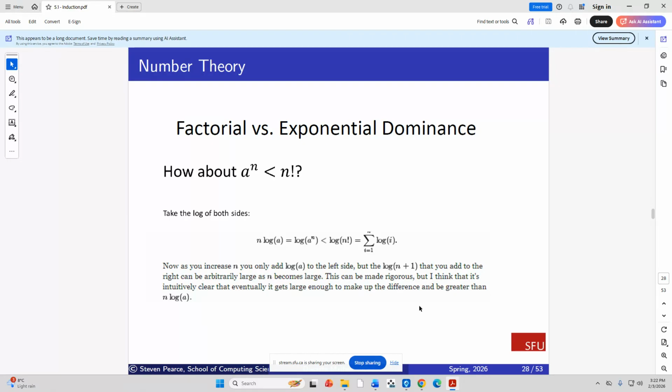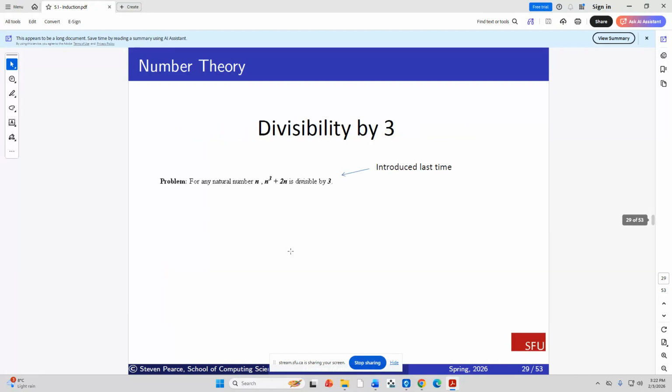This is for the... I kept the slide in here. You can look at it if you want. That's mostly applied to a to the n less than n factorial. So this is just another one, factorial dominance, but it's a little more complicated. It's mostly useful in chapter 3. So just ignore this slide right here, okay?